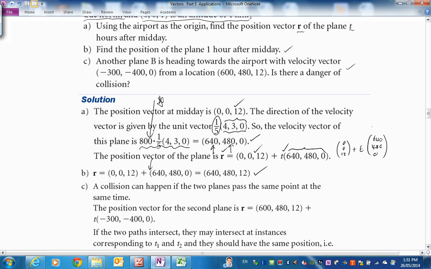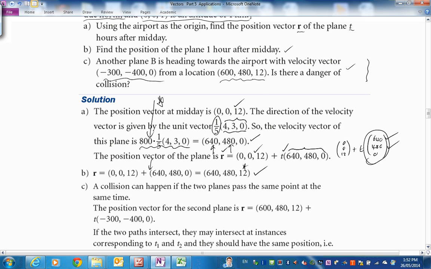So it's gone 1 hour's worth of this velocity vector. So it's still at the same height, but it's now gone further east and here further north. Now, another plane, let's go back up here. Another plane has got this velocity vector. And its location at the start is that.